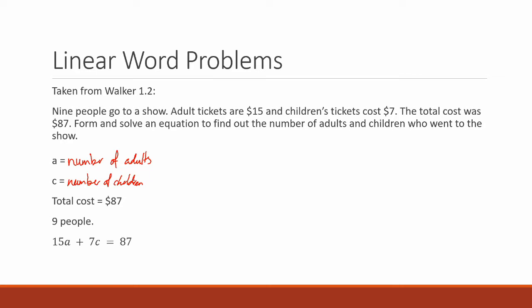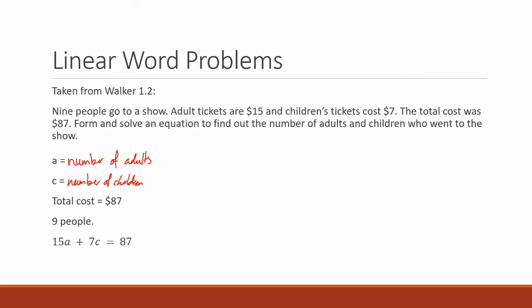So we have 15 times A, where A is the number of adults, so $15 per adult, plus 7 times C, where C is the number of children, so $7 per child. And that all equals $87. That's the total cost. But when we look at this equation, we have both an A and a C as variables, two unknown values but only one equation. And we know that we can only solve for one variable in one equation.